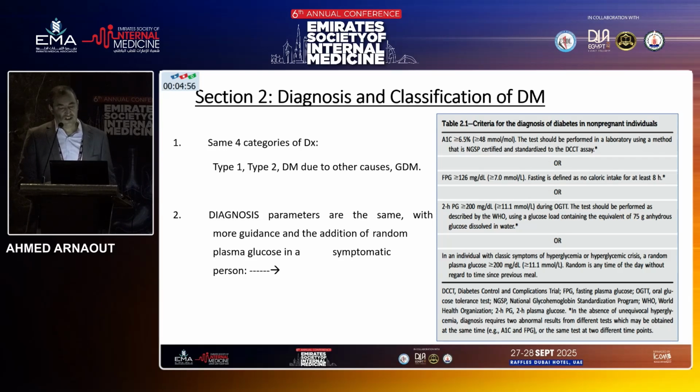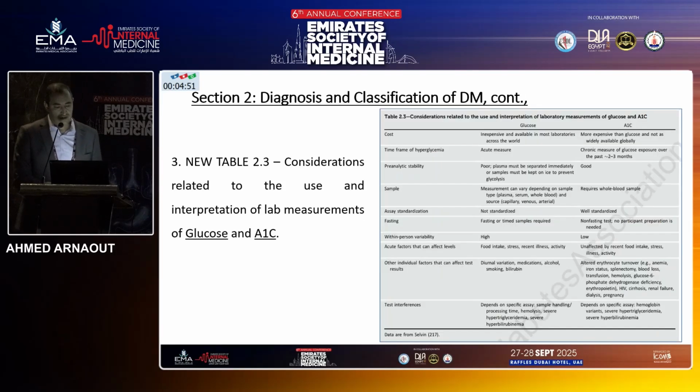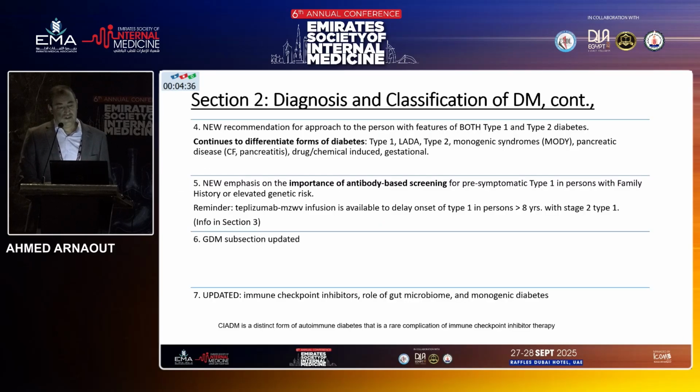The diagnosis is still the same regarding glycosylated hemoglobin, fasting sugar, and postprandial sugar. This is a quick consideration regarding when we use glucose and when we can use HbA1c. For sure, it will depend on the cost and simplicity, on fasting, on availability, and test interference. A new recommendation, as we mentioned earlier, is that patients with pre-symptomatic type 1 diabetes should be screened by the proper antibodies, and we can give them teplizumab as prophylaxis to delay the development of type 1 diabetes.